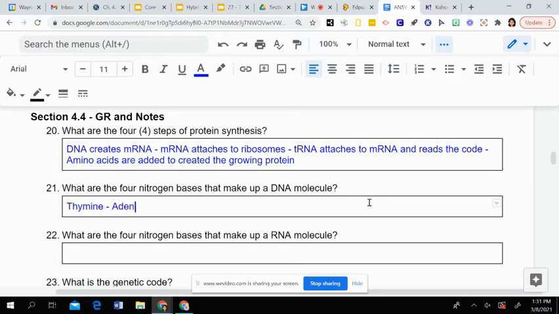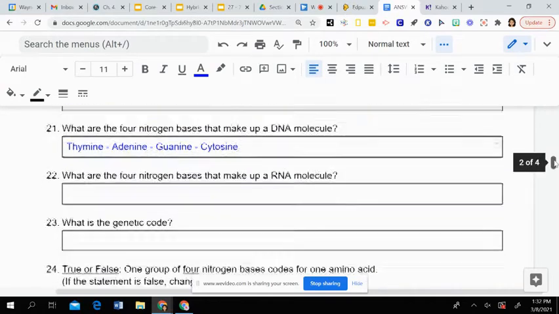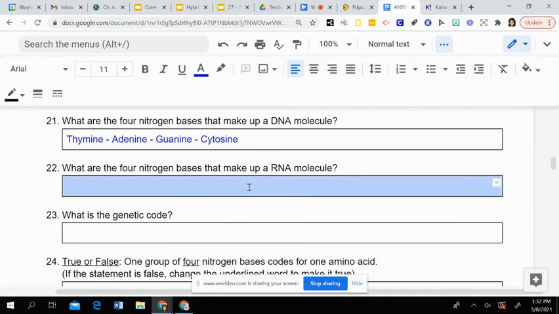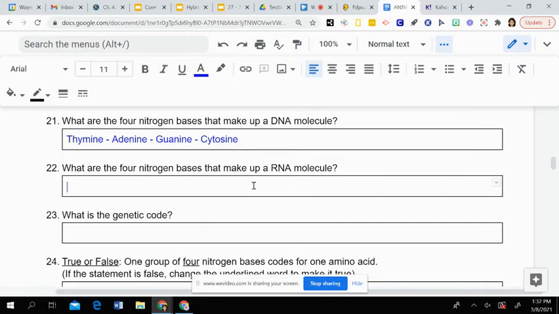Thymine, adenine, guanine, and cytosine. Okay. And then the 4 bases that make up RNA are what? Allie? Yep. Adenine, uracil, guanine, and cytosine. So the uracil and thymine are what change.